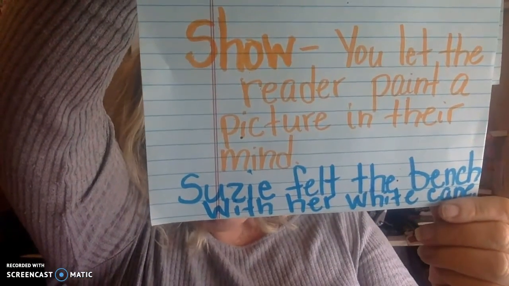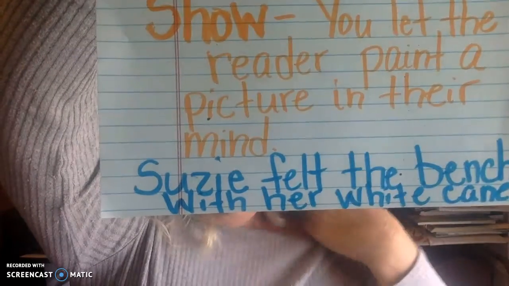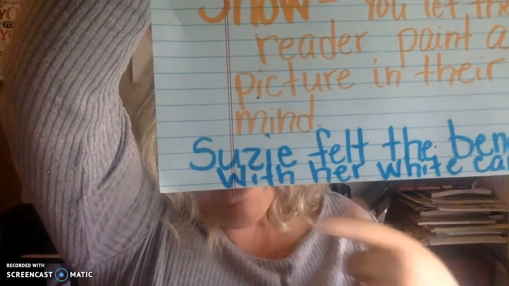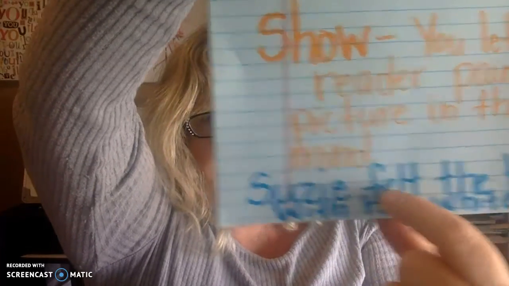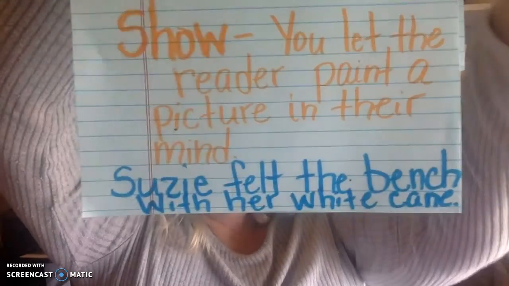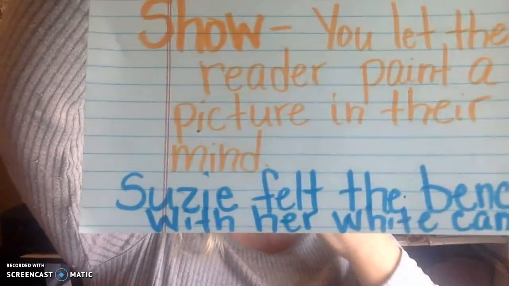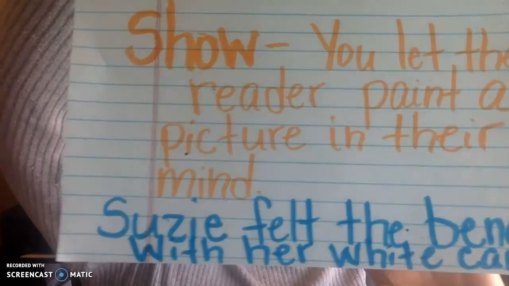Susie felt the bench with her white cane. Well, I know that people that are blind a lot of times use a cane. And so I'm showing that she's blind. I am not telling that she's blind. So we're going to try this in our own writing today.